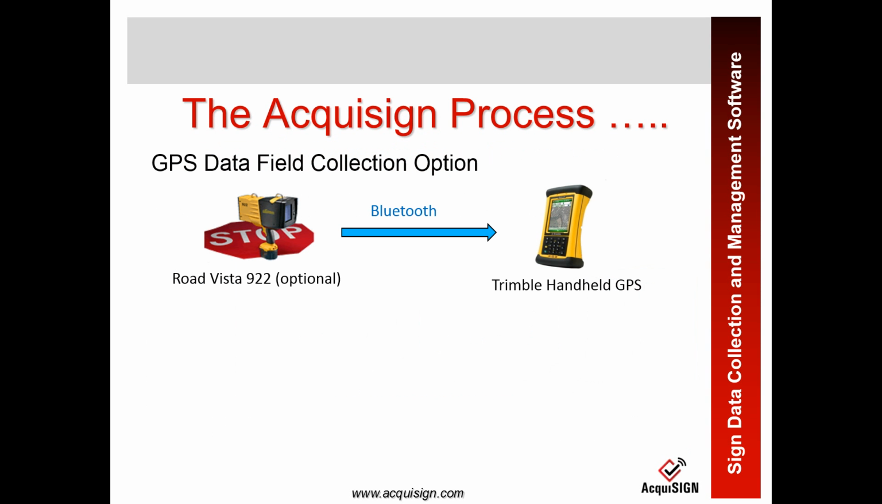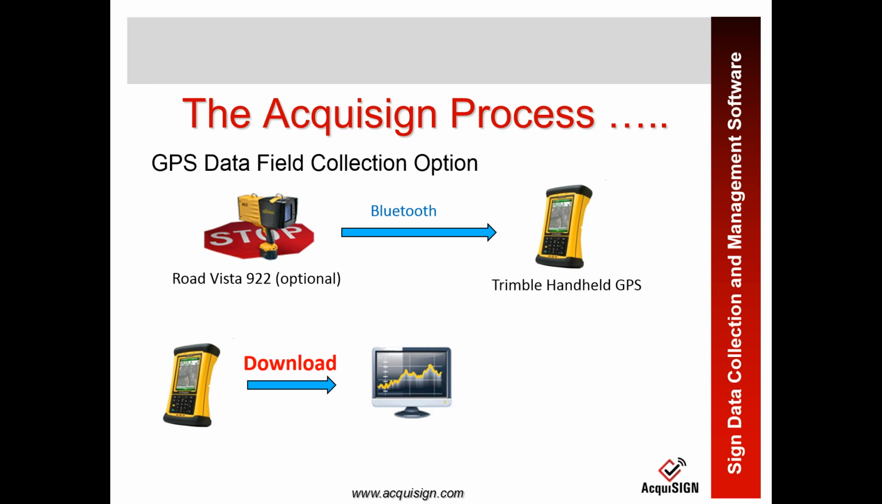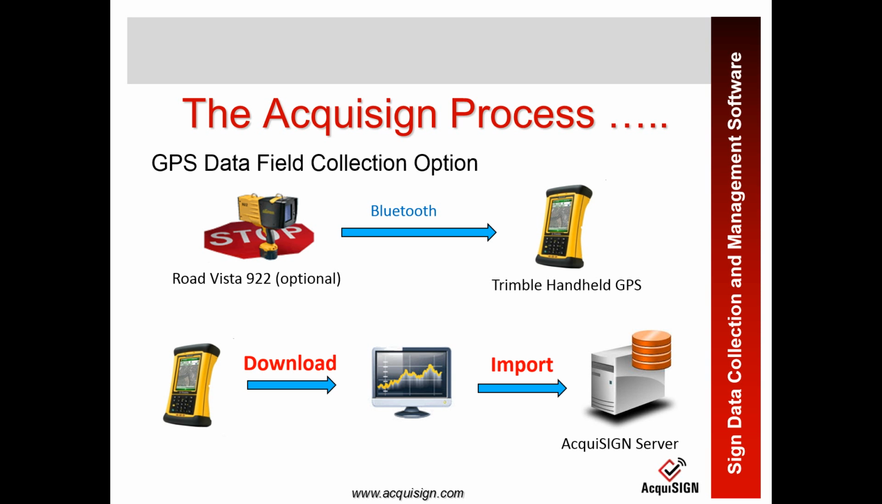Another option is to use a handheld GPS, which is programmed to receive sign data, including GPS location and optional photo. The GPS unit can also receive and display retroreflectivity readings from the Road Vista 922 using a Bluetooth connection. When data from several road signs has been collected, the GPS can download the data files and images to the laptop. Those files are then sent to AcquiSIGN, where technicians will import that data into the AcquiSIGN servers.